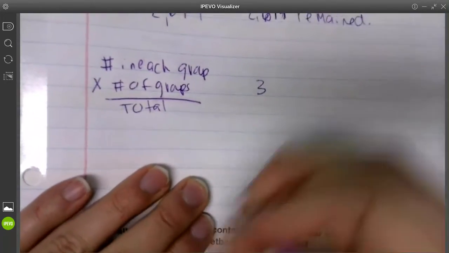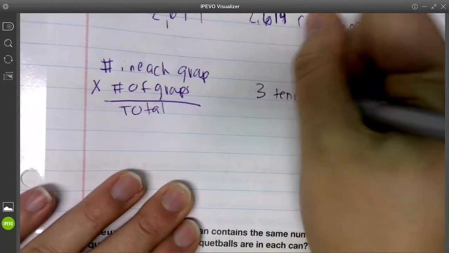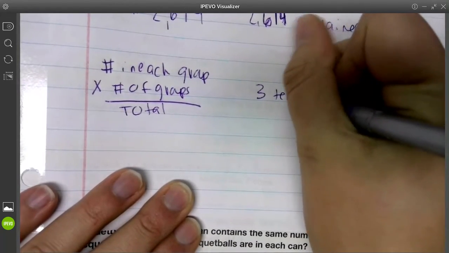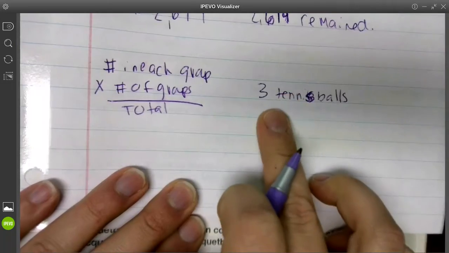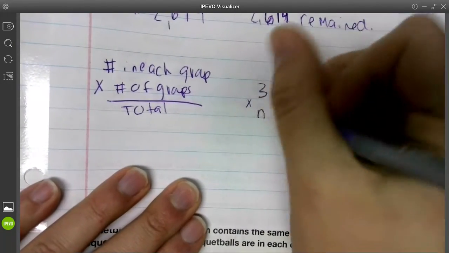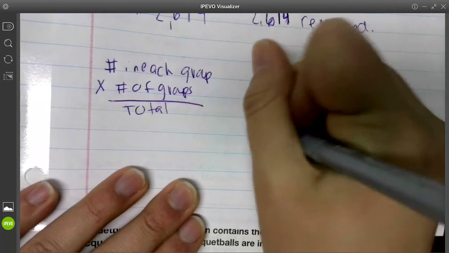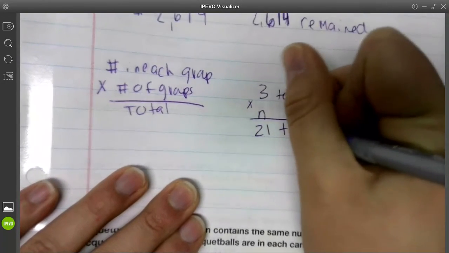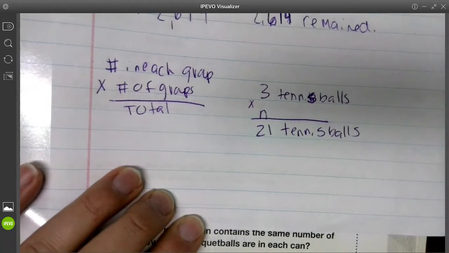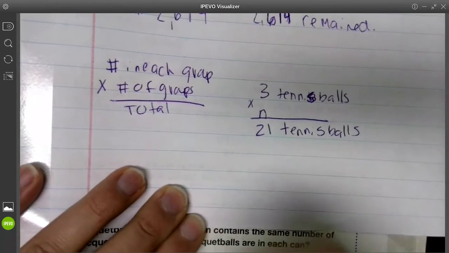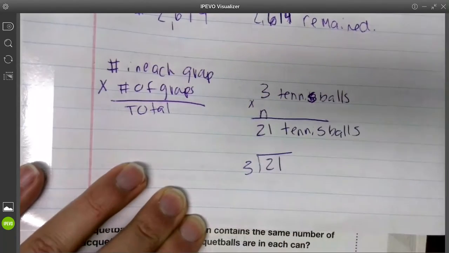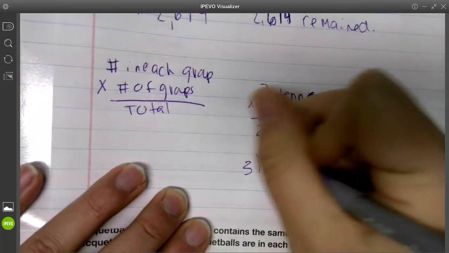All right, so in this problem, you have 3 tennis balls, okay? That's in each can. Number of groups, we don't know how many, so I'm going to write N. We don't know how many cans, that's what we're finding, and we know the 21 is the total tennis balls, okay? So to find this N, we have to divide 21 divided by 3, and that's going to give us 7.